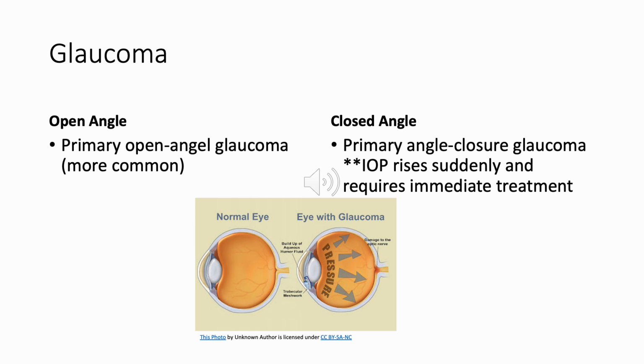It's a sudden rise. Now, I don't want you to spend a lot of time trying to figure out the difference between open angle and closed angle. What I just want you to know is that what happens in glaucoma is that there is increased intraocular pressure within the eye, which presses on the optic nerve, which is then going to disturb the vision. Okay, so that's all I want you to know about the two different types.